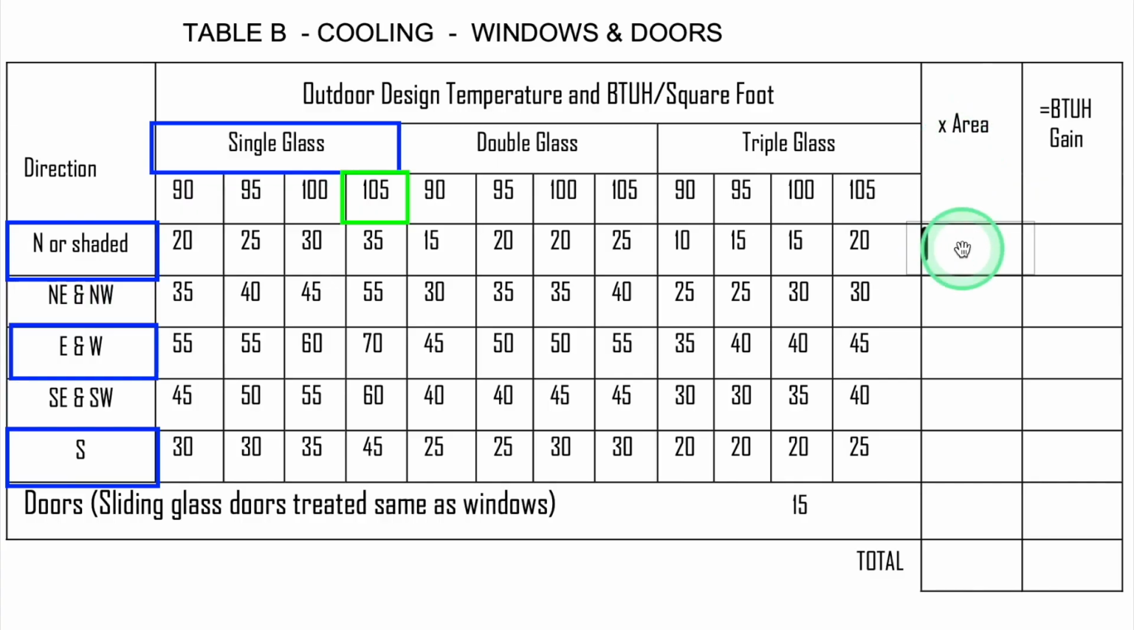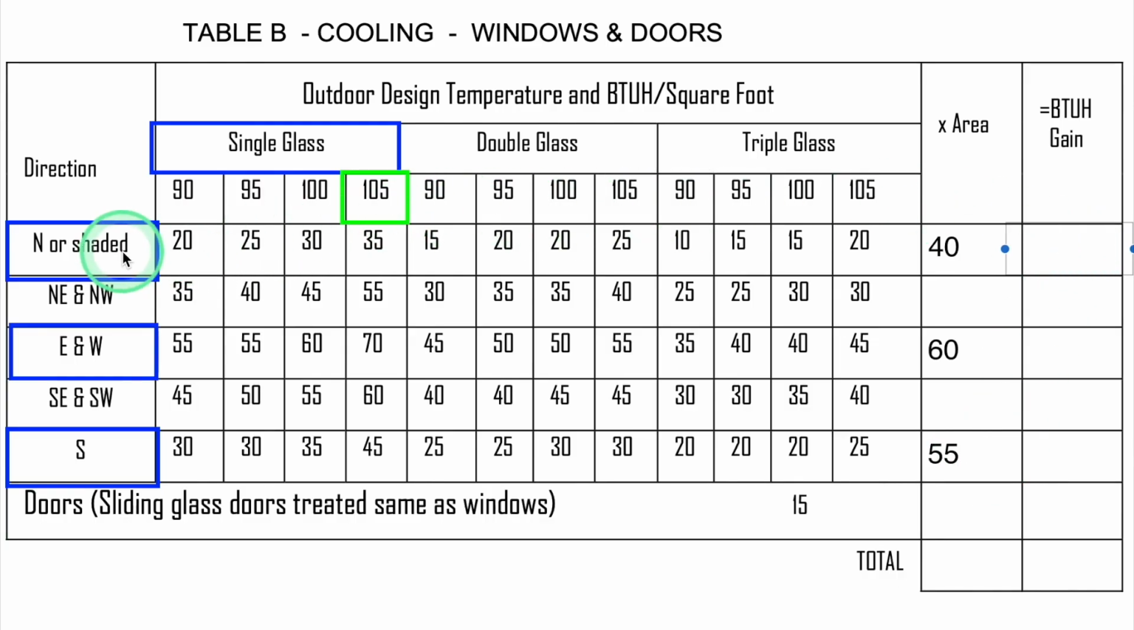So now we're going to go to the north windows, and I know that that's 40 square feet. We're going to go to the east and the west, and that's going to be 60 square feet. Then we're going to go to the south windows, and that is going to be 55 square feet. So what do we do now?